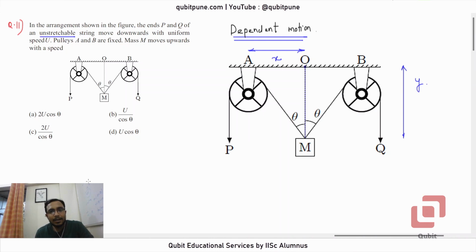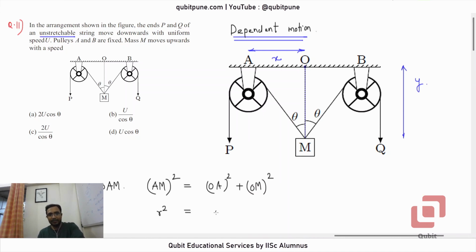Now, if I consider triangle OAM, can I say that AM squared for all instances is equal to OA squared plus OM squared? Yes, that's simple right triangle trigonometry. So let the length of AM be R. R squared is equal to OA squared, which is x squared, plus OM squared, which is y squared.